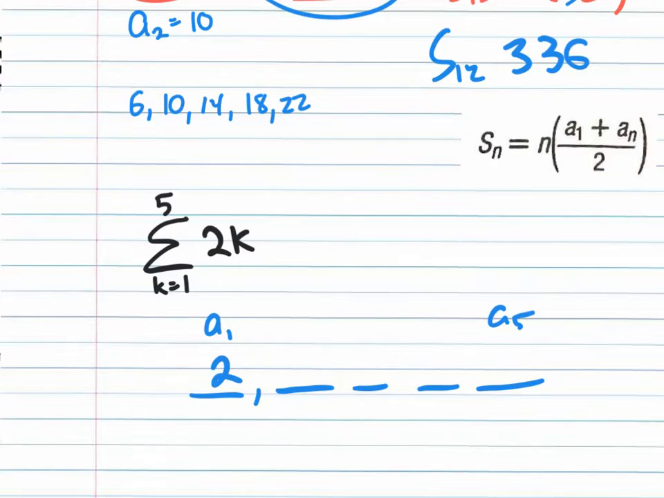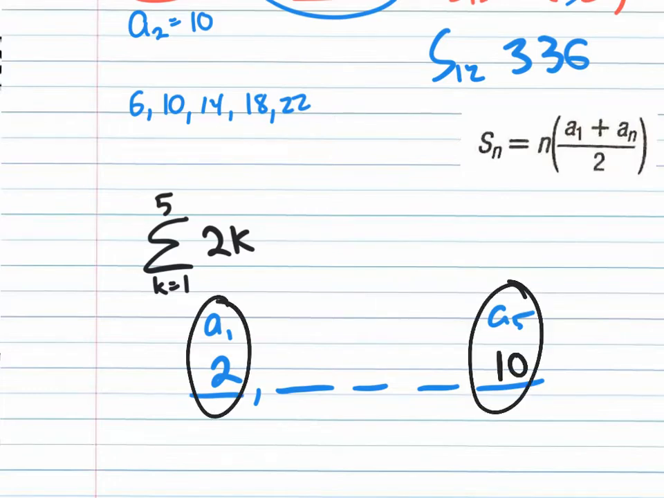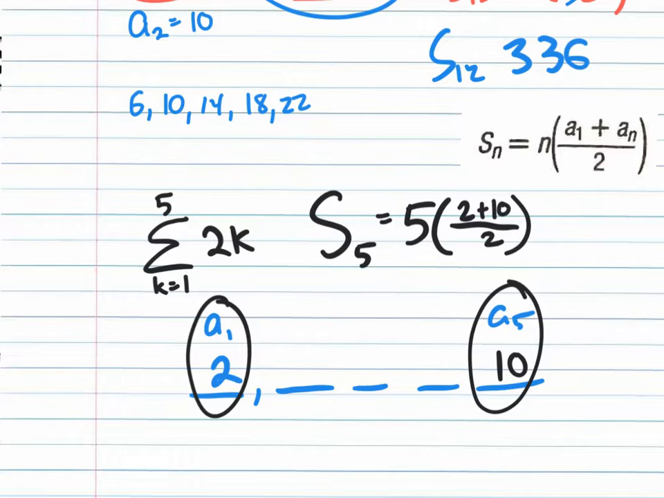So how do we do that? By plugging in 5 into here. 2 times 5 is 10. Okay. So we have a sub 1, we have a sub n, which is technically a sub 5, which means we can now use the summation formula. S sub 5 equals, how many numbers are on the list? 5, times a sub 1, the first number on the list, plus the last number on the list, divided by 2. Do the math. 2 plus 10 is 12. 12 divided by 2 is 6. 6 times 5 is 30. So S sub 5 is 30.